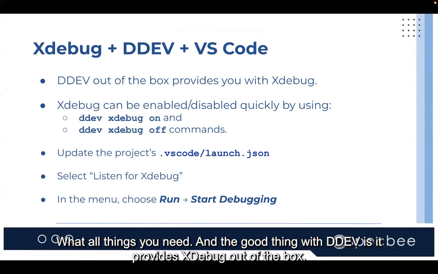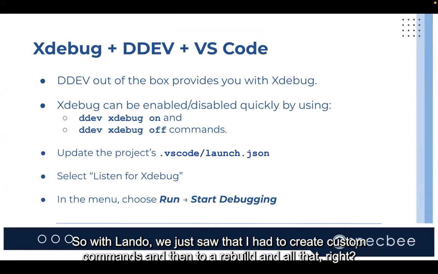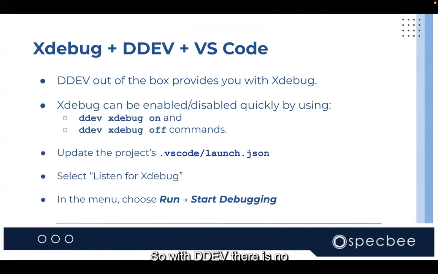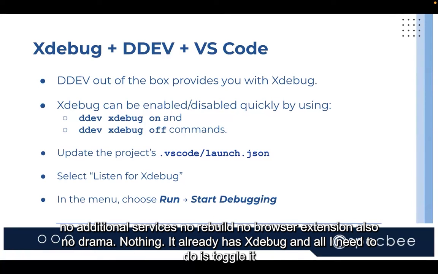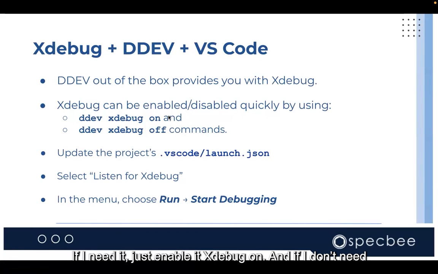And the good thing with DDEV is it provides XDebug out of the box. So with Lando, we just saw that I had to create custom commands and then do a rebuild and all that, right? So with DDEV, there is no additional services, no rebuild, no browser extension, also no drama. So nothing. It already has XDebug, and all I need to do is just toggle it. If I need it, just enable it using XDebug on, and then if I don't need it, just disable it with the commands that are already there.